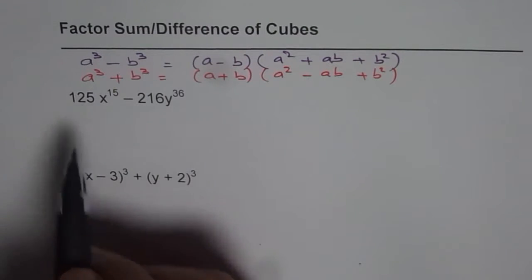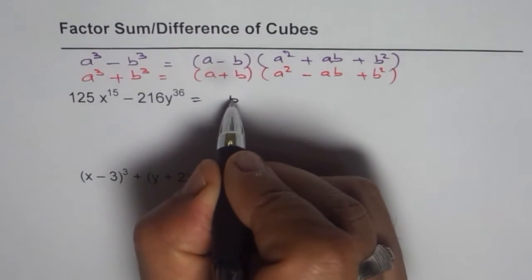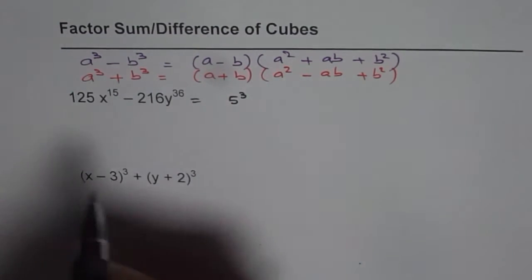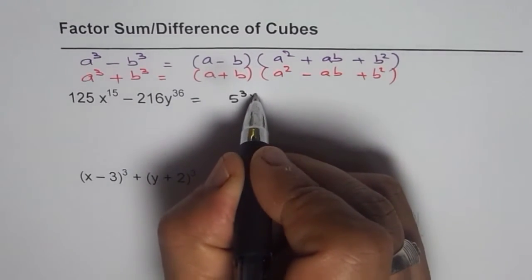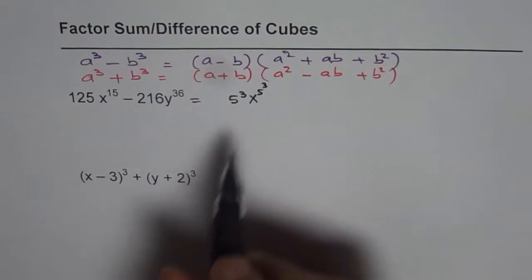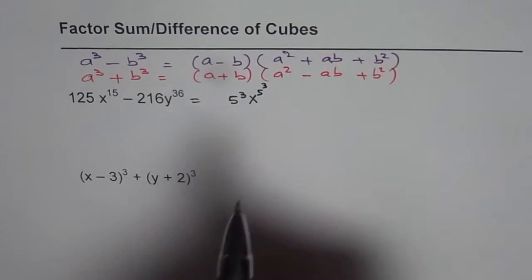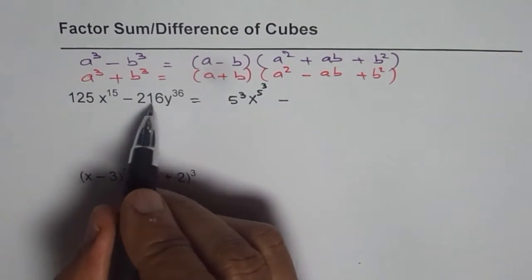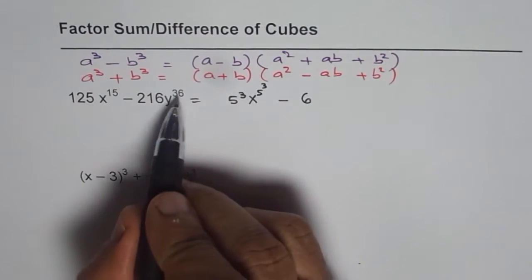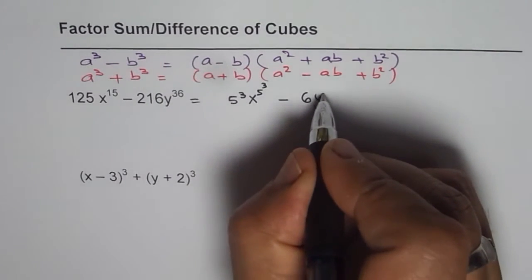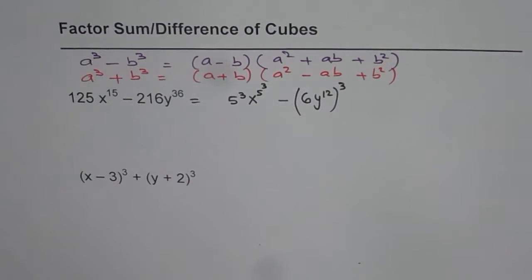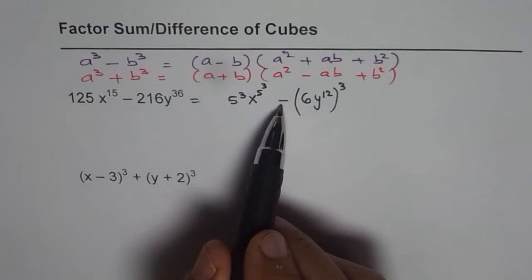Now 125 is 5 cubed, so I can write this as 5 cubed. And x to the power 15 can be written as x to the power of 5, cubed. Do you see that? So that is how we can make them cubes. And the second term, 216, is 6 cubed. A better way of writing it is 6y to the power of 2, whole cubed. This is a preferred way of writing. Correct? So what we get is a difference of cubes.